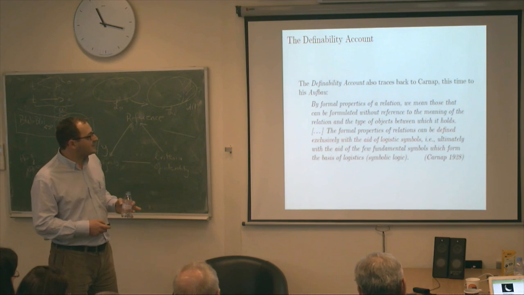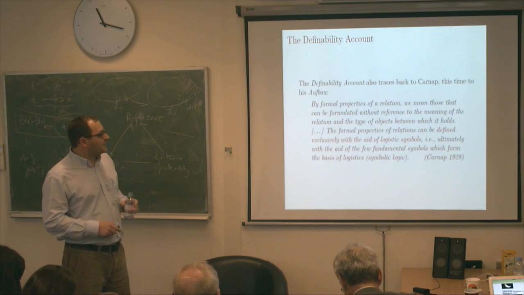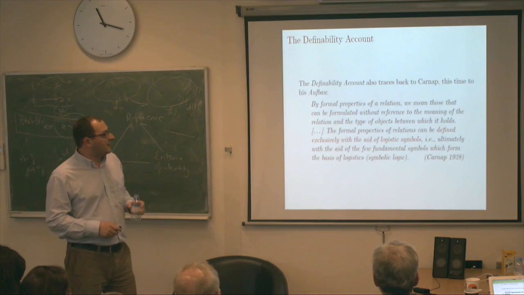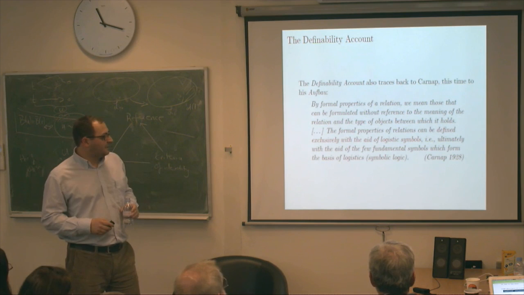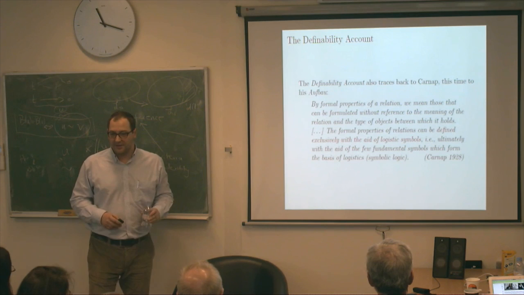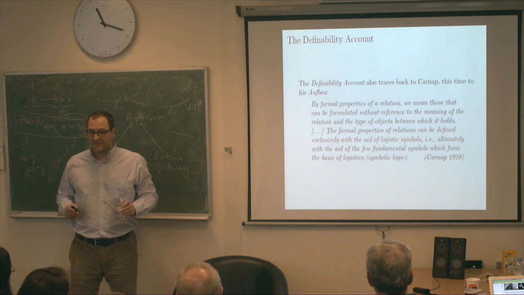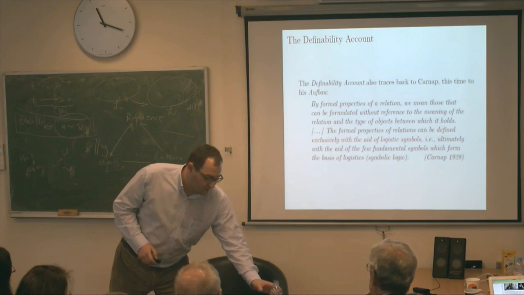So here's what Carnap has to say about formal properties of relations, and he means by that structural properties in the Aufbau. He says, by formal properties of a relation, we mean those that can be formulated without reference to the meaning of the relation and the type of objects between which it holds. The formal properties can be defined exclusively with the aid of logistic symbols, logic symbols, that is, ultimately with the aid of the few fundamental symbols which form the basis of logistics or symbolic logic. And one should add here that what logistics means to Carnap at that time is basically a strong higher order theory, so basically a version of simple type theory. Okay? So it's not what we would usually call logic today.